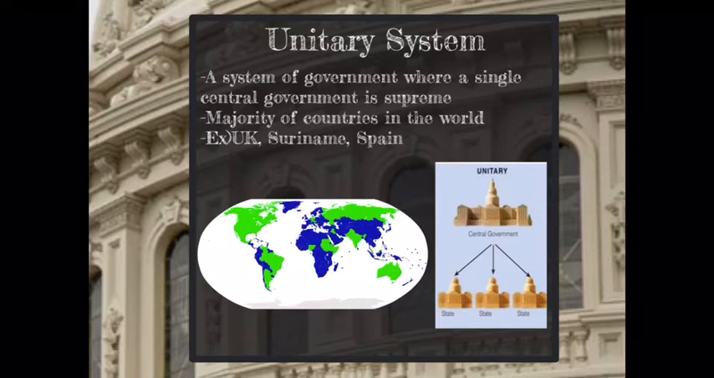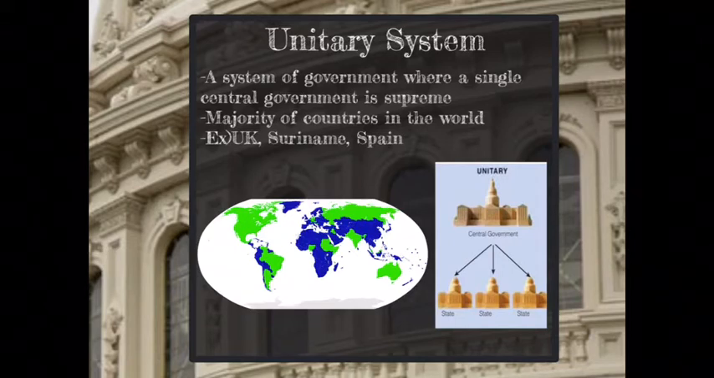Is that how Britain is? Yes, that's why it's called unitary, because union for one. So one government, which is the central, national, federal government that makes all the decisions. And these are all the blue countries. So all the blue countries here are unitary government. So, most countries in the world.